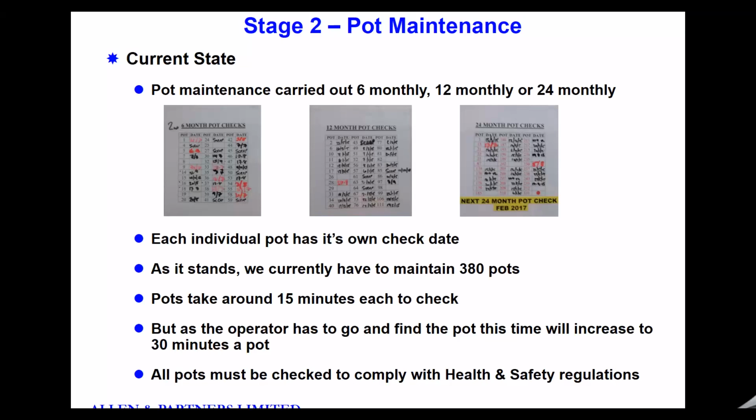So here we go. It's just identifying that. Look, obviously each pot's got its own check date. It's got these different flipping routines here. Pots are taking around 15 minutes to check. But here's the thing, look. We're going to go search for it by up to 30 minutes. And this is a health and safety requirement.